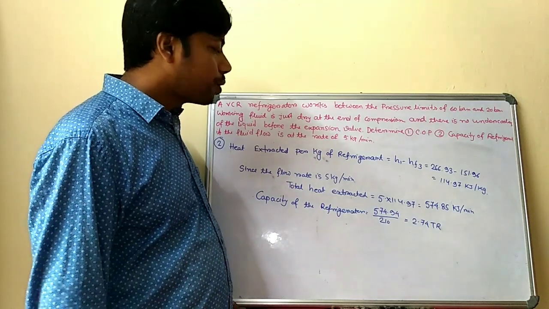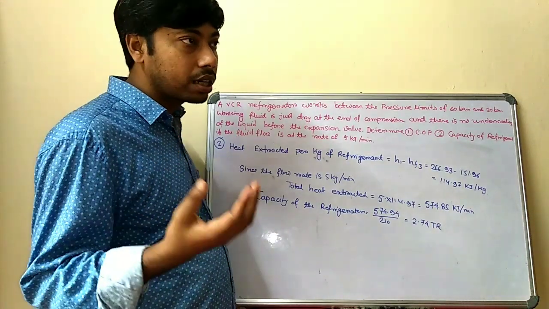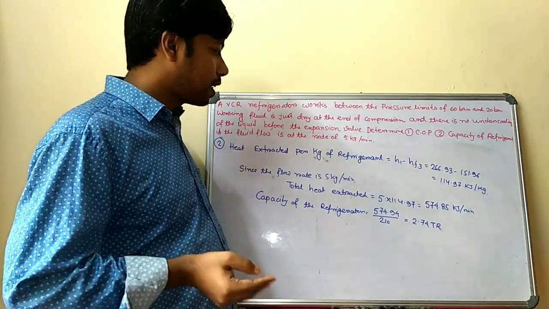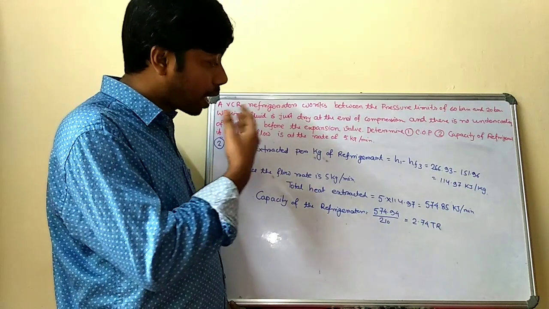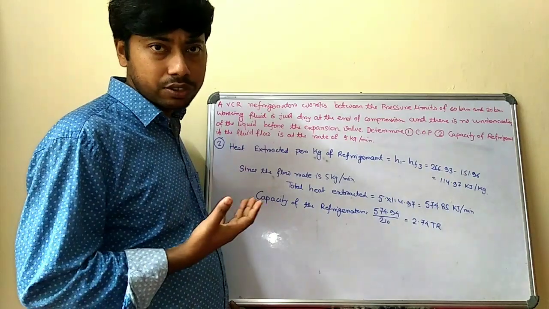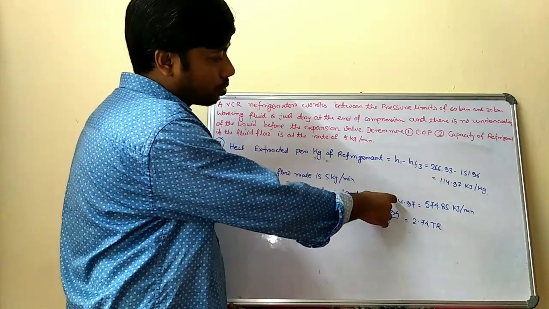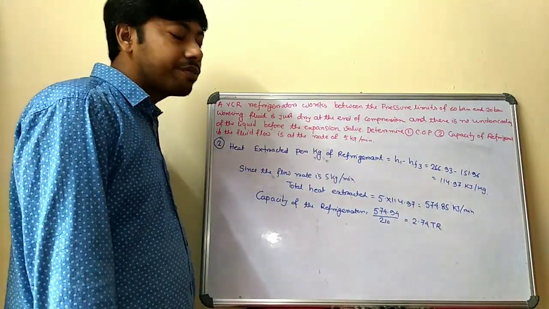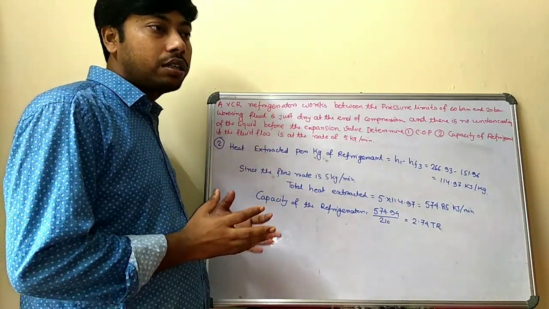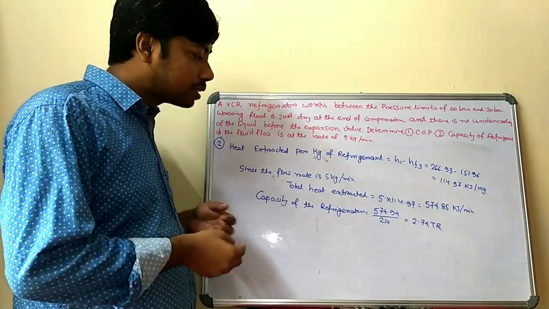Now, since the flow rate is 5 kg per minute, in 1 minute the refrigerant flowing through the refrigeration cycle is 5 kg. For per kg of refrigerant the heat extracted is 114.97 kilojoule per kg, so for 5 kg it will be multiplied. The net total heat extracted will be 5 into 114.97, which is 574.85 kilojoule per minute. So this is the total amount of heat extracted when the refrigerant flow rate is 5 kg per minute. Right. Now we have to calculate the capacity of the refrigerator.